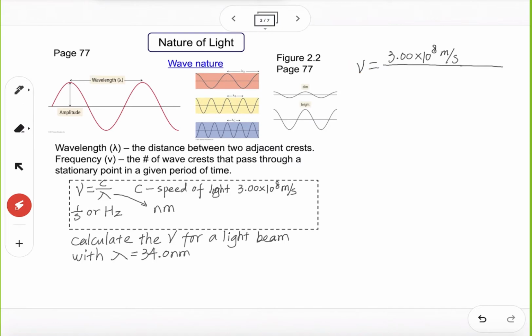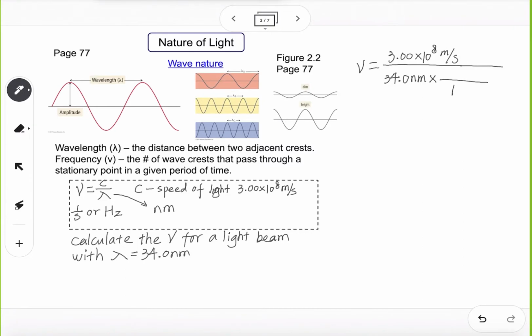Okay, so we have to be consistent. You can either convert meter to nanometer or convert nanometer to meter. It's really a personal preference. For myself, I prefer to convert the nanometer to meter. So 34.0 nanometer, okay, converts the nanometer to meter.